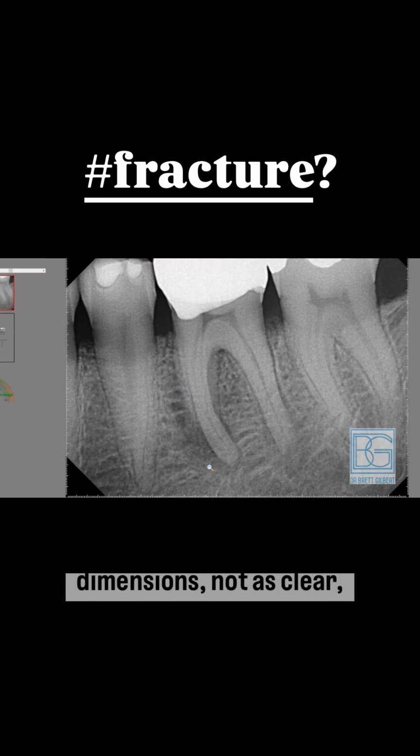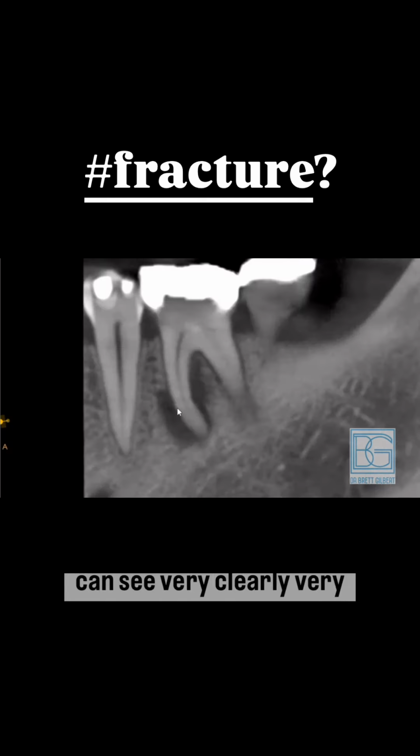So you can see on 2 dimensions, not as clear, much more subtle than 3D, but yet you can see something's happening here. And you want to be thinking in 3D when looking at your 2D images. Now, when we go into 3D, we can see very clearly very abrupt bone loss right here. And it's interesting because it doesn't necessarily represent the full vertical length of a fracture.